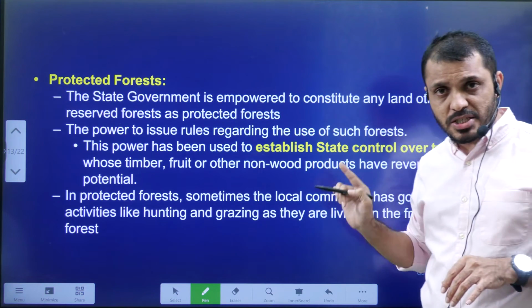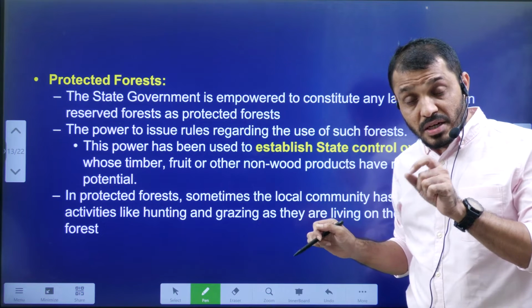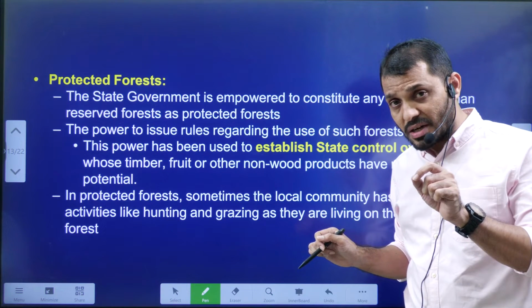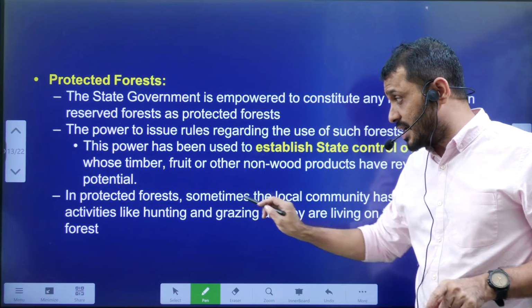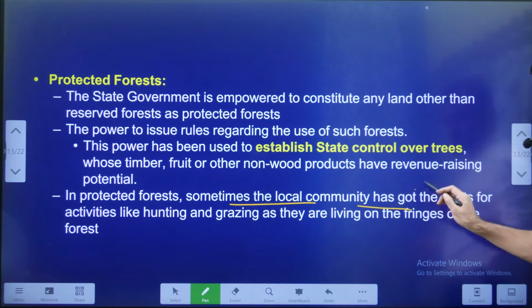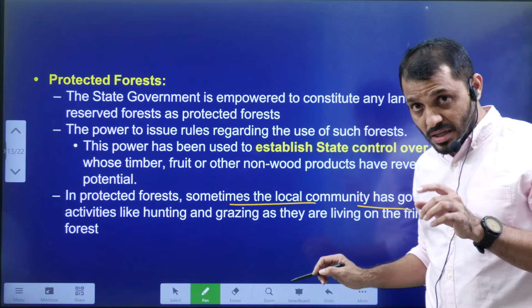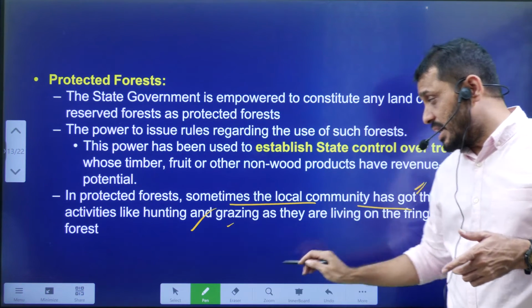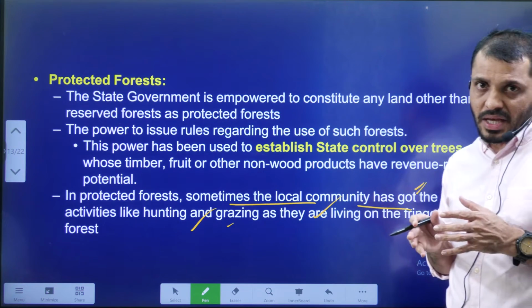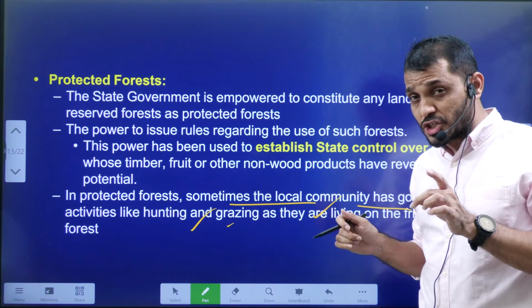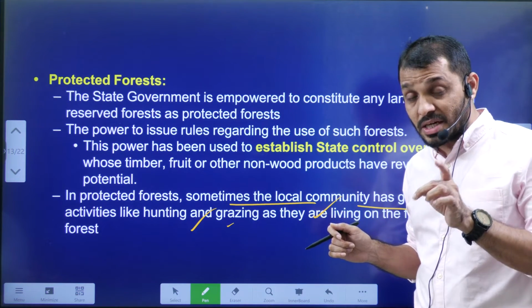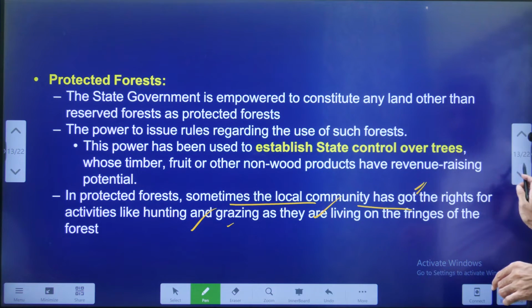Next, protected forest. These are the forests declared by the state which are not covered by the reserve forest. The important thing to understand here is that the local community has its rights. Sometimes they can do hunting, and grazing of animals belonging to the local community is also allowed. So in terms of protection, reserve forests are more highly protected than protected forests.